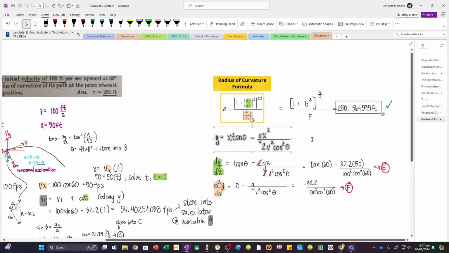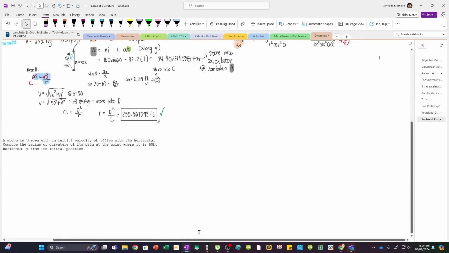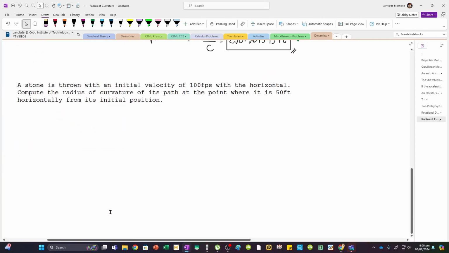And then, yung concept lang is, we need y in terms of x. And then, these are treated as constants. Yung tan theta, saka 2v squared cos squared theta, and then yung g din. And then, solve dy dx by differentiating this function with respect to x. So, all terms not containing x becomes a constant. So, that's why in our second derivative, tan theta becomes 0. Kasi wala na siyang kapares na x. So, solve muna natin using the conventional method.